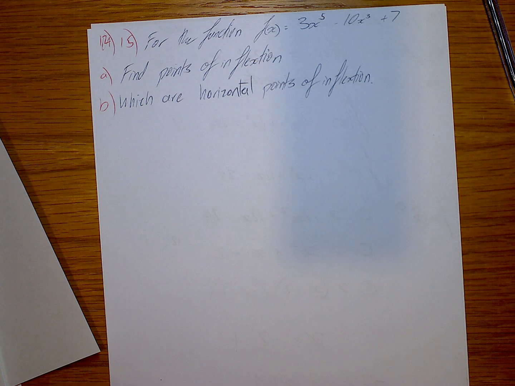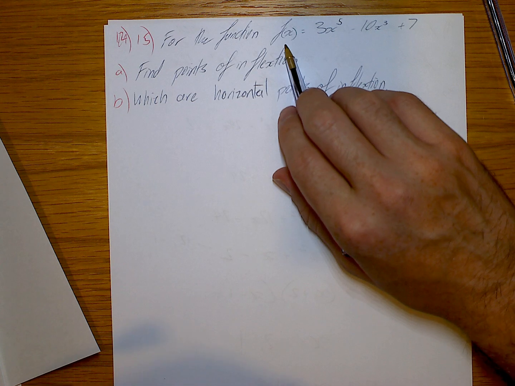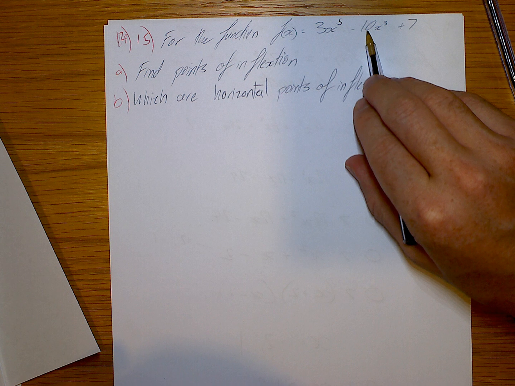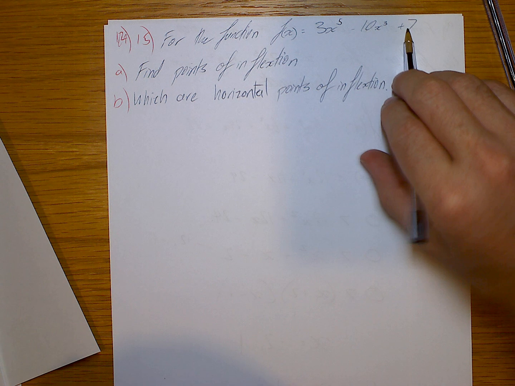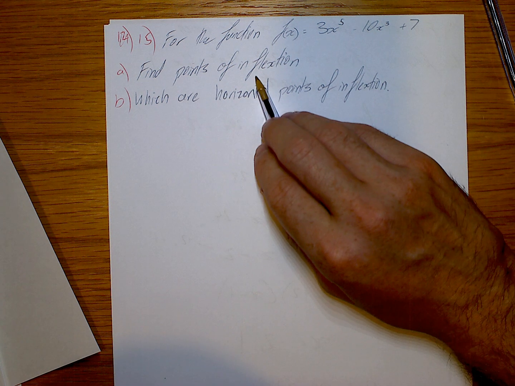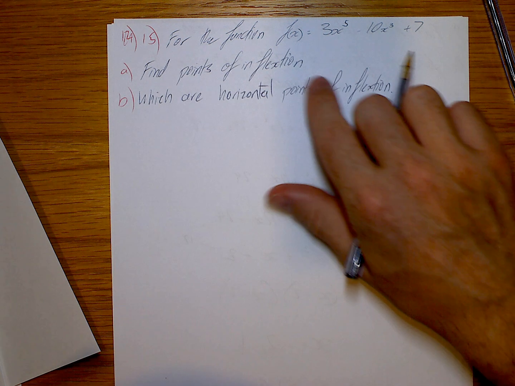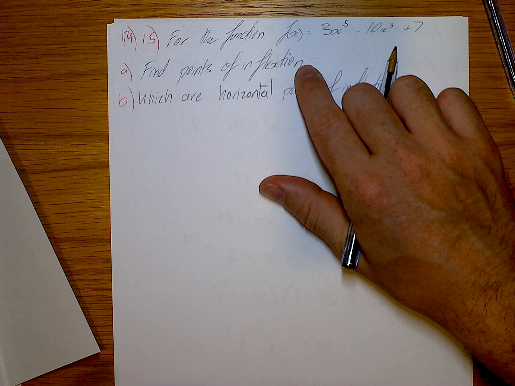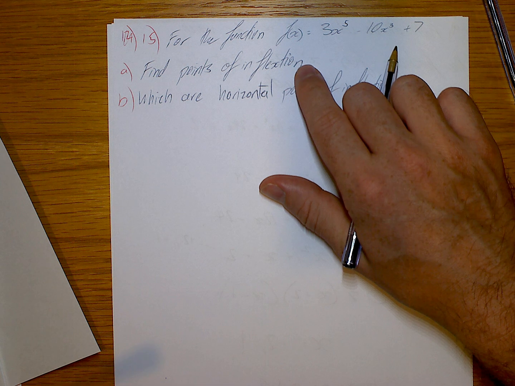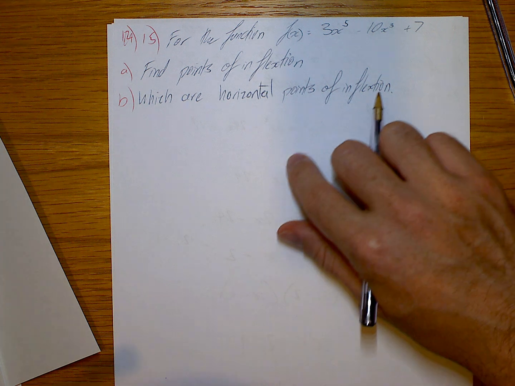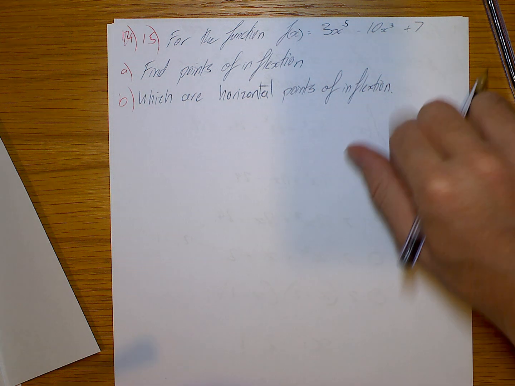Okay, let's do question 15. For the function f(x) = 3x^5 - 10x^3 + 7, find points of inflection, and then which ones are horizontal points of inflection. So what's being asked is, with a horizontal point of inflection the concavity does not change, it just hits a zero gradient, but with this other kind, the concavity changes. So it goes from being curved up to curved down. Okay, that's the difference here.